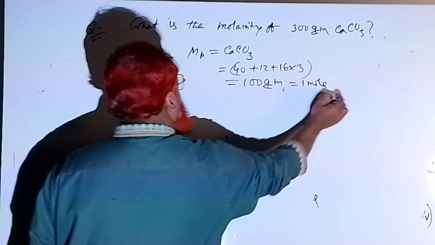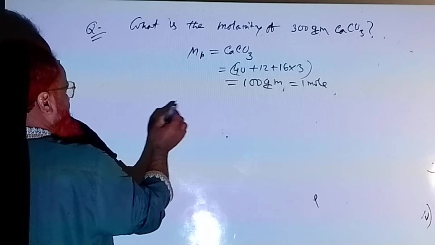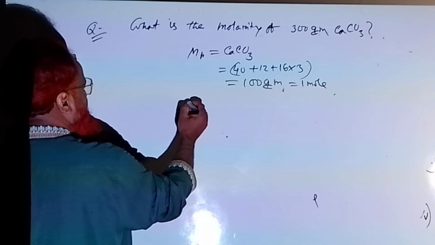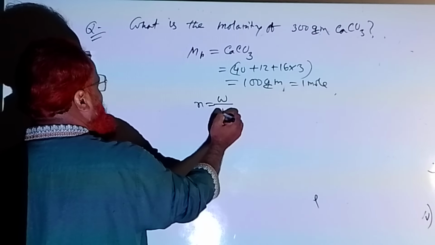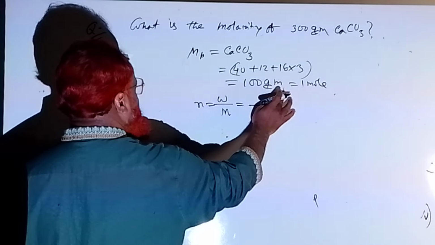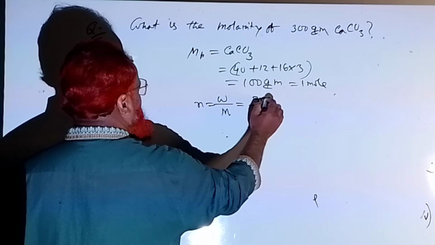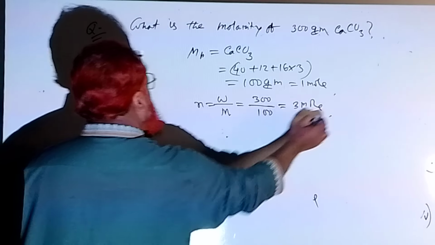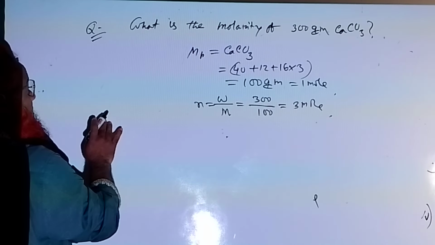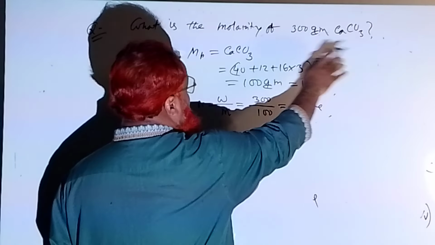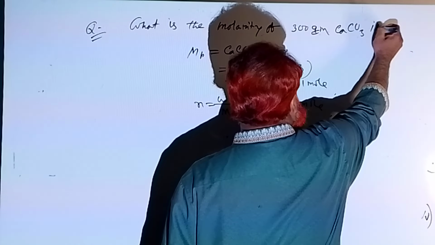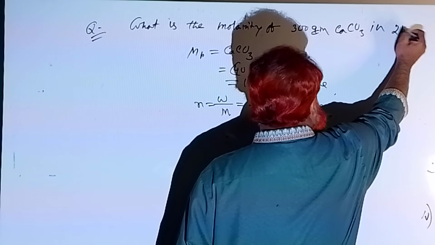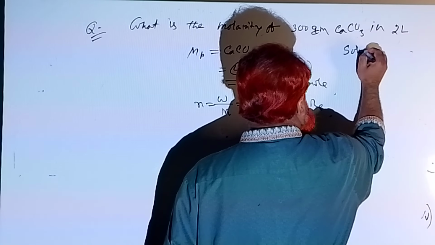Okay, so you know that molarity is what? Mole number can we find out? Given mass by molecular mass. Your given mass is what? 300 gram, and molecular weight is 100. That is your 3 mole. Now, if you find out the molarity of 300 gram calcium carbonate in, for example, 2 liter solution.